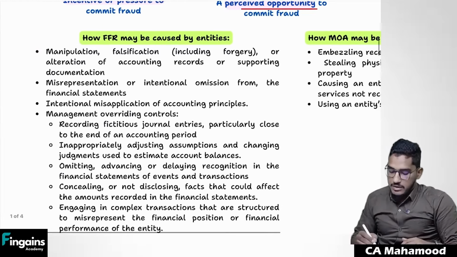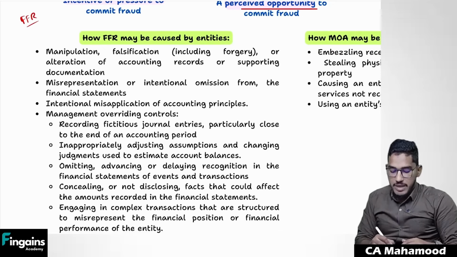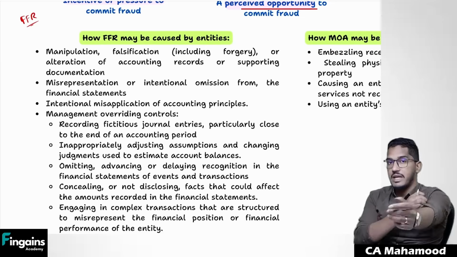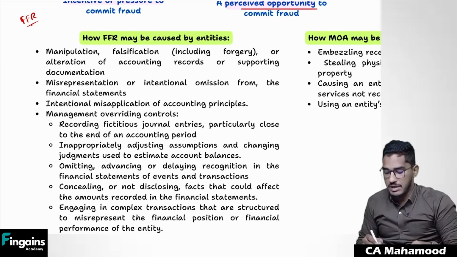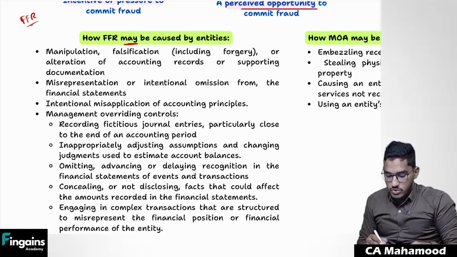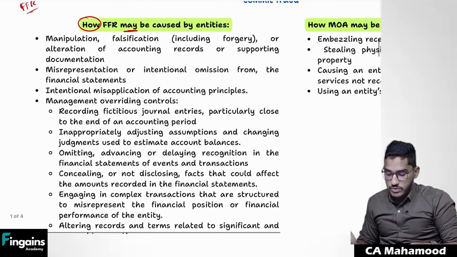Now coming to the next part, sir, you told fraudulent financial reporting. So fraudulent financial reporting means management will try to convey wrong picture through the financial statements. How the management can do it? There are different ways in which management can commit fraudulent financial reporting. So now they are addressing how fraudulent financial reporting may be committed by entities. So how they can do it?